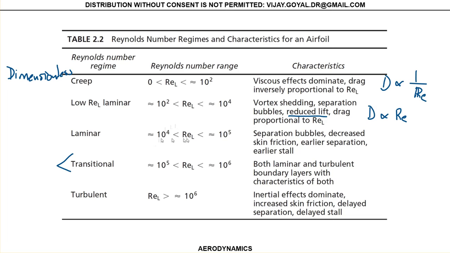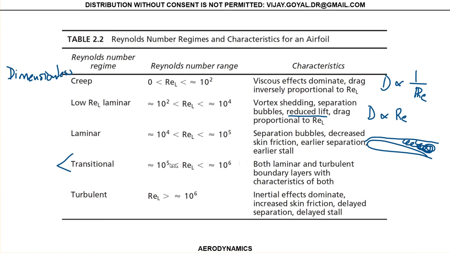And you have 1,000 to 10,000. You're going to have separation bubbles, decreased skin friction, and you have early separation. And we don't like that. And earlier stall. So this will be a case where all of a sudden you have a discontinuous surface, in the case that you have the airfoil and your flow is doing like this. There's a lot of separation. There are wakes that are formed here. So therefore you start having this separation. Okay, and we don't like this.